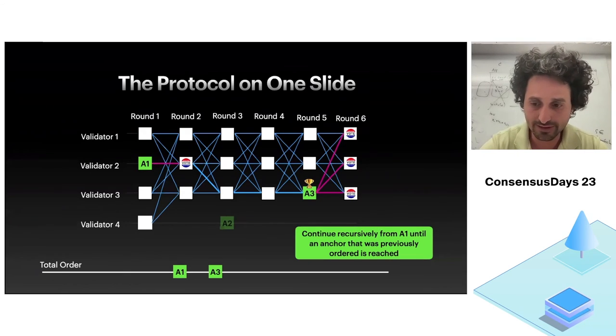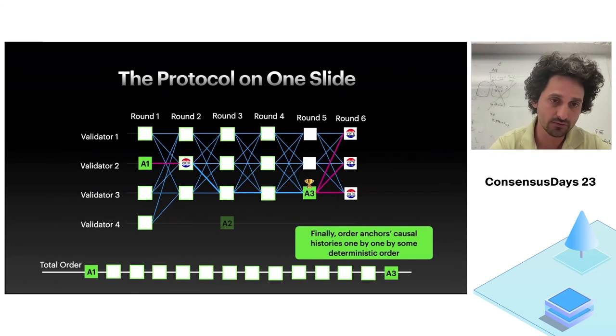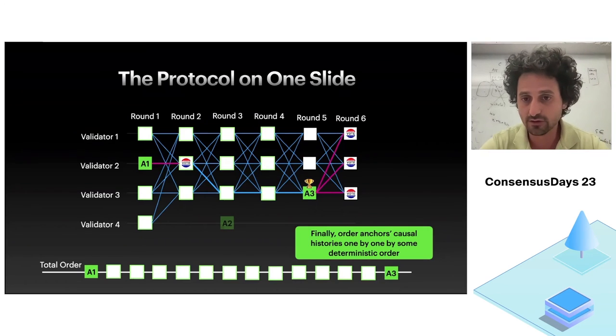Okay, and the last process in this step is going to be to deterministically order all the causal history of the DAG. We go anchor by anchor. We start by anchor A1. Again, this is the first round, so there is no causal history to A1, so nothing to order. But then the next anchor that we ordered is A3. So we're going to look at the causal history of A3, and we're going to order it by applying some deterministic rule. Doesn't matter which rule, as long as it's deterministic. And again, everybody sees the same causal history. So by applying the same rule, they will end up with the same total order of the DAG.